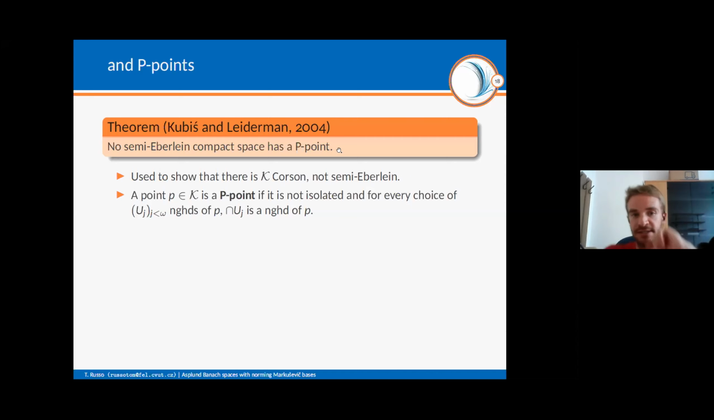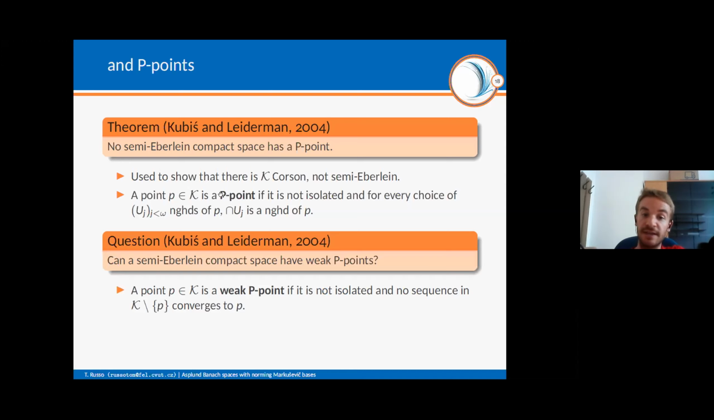It depends on this result, and it also depends on the construction by Todorcevich of a Corson compactum which is not semi-Eberlein. And I mentioned p-points, so here is the definition. A p-point in a topological space is a point which is not isolated, but if you pick a countable set of neighborhoods and you intersect them, you still remain a neighborhood. So the set of neighborhoods is closed under countable intersections.